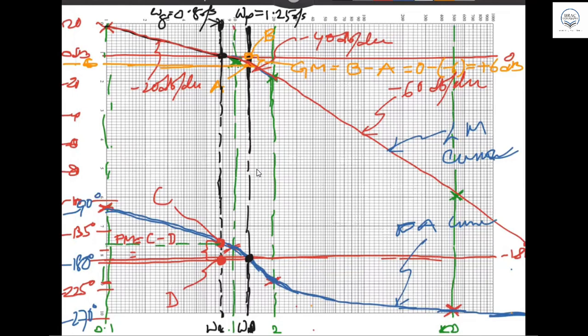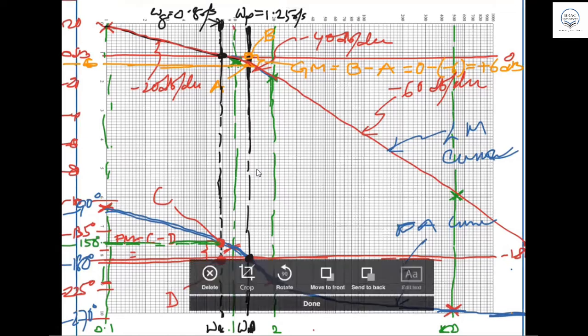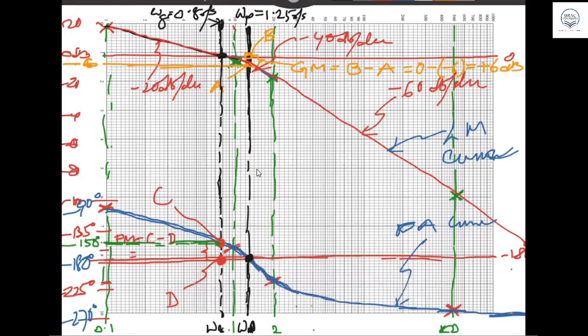Between 135 and 180, let's say it is approximately minus 150 degree. So C minus D means minus 150 minus, D is minus 180, so minus 150 plus 180 gives plus 30 degree. So my phase margin is positive 30 degrees.